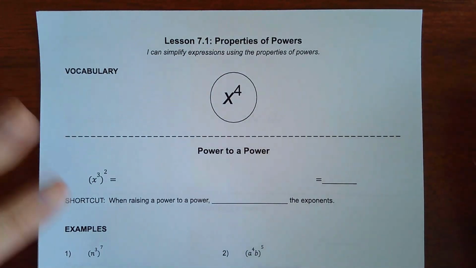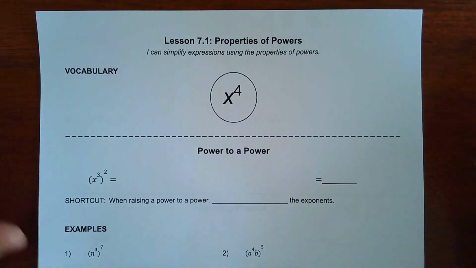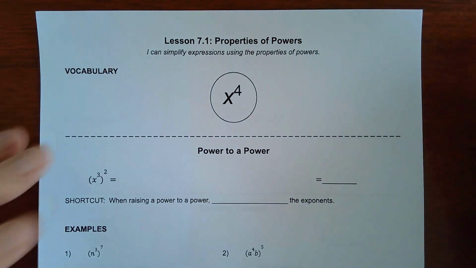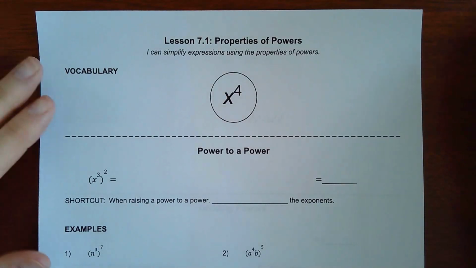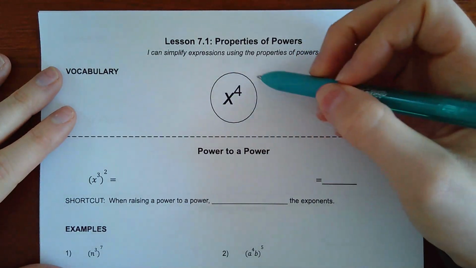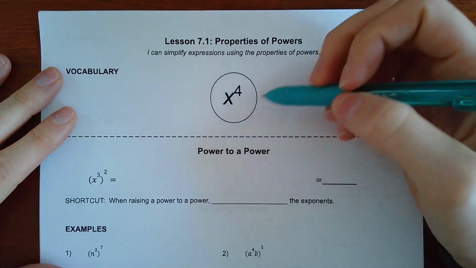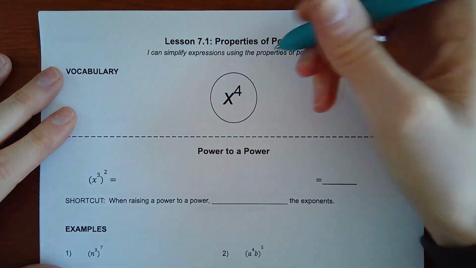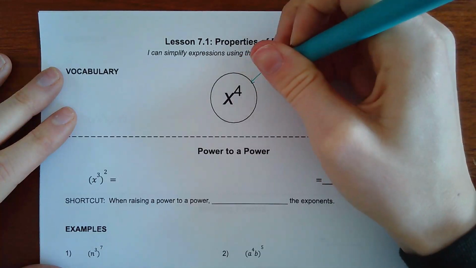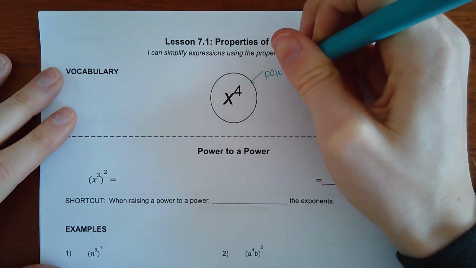Before we jump into the properties, though, we do want to be familiar with 3 vocabulary words and the differences between them. When we see something like this, x to the 4th power, this whole thing is what we would consider a power. So I circled this and we would refer to that as a power.